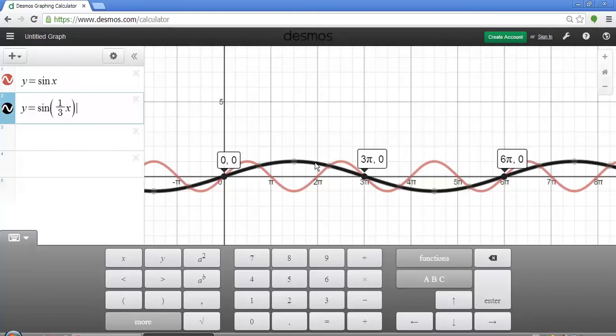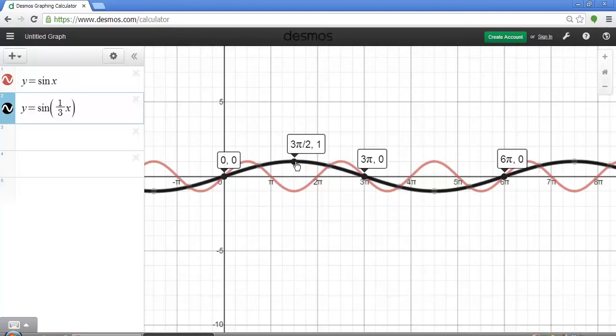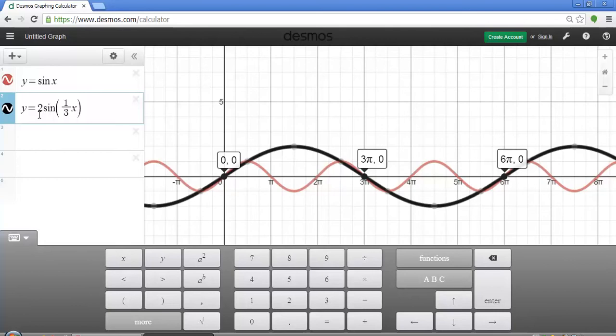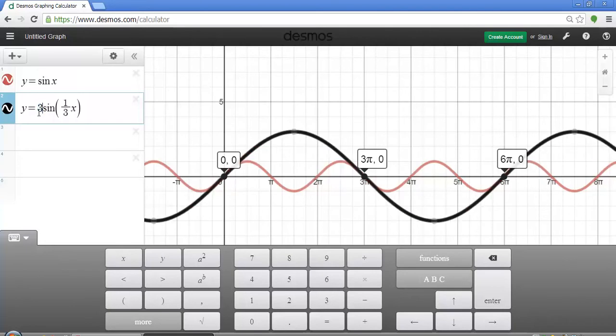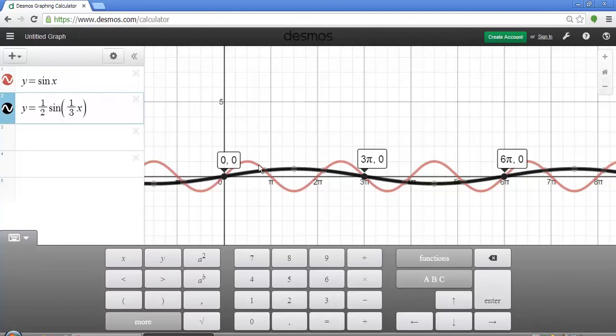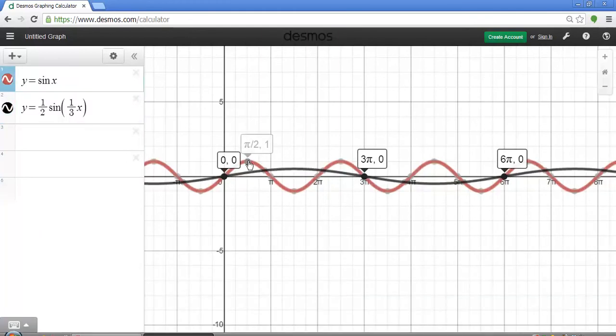Now notice that the y value remained the same. Why did the maximum and the minimum remain the same? See, the maximum here is a 1, because we didn't change the amplitude. If we change the amplitude, let's say to 2, the graph will be twice as big. If we change it to 3, the graph becomes 3 times as big as this one, because the amplitude changed from 1 to 3. If we make it 1/2, then it would be half the distance. See, this one goes up to 1, this one only goes up to 0.5.